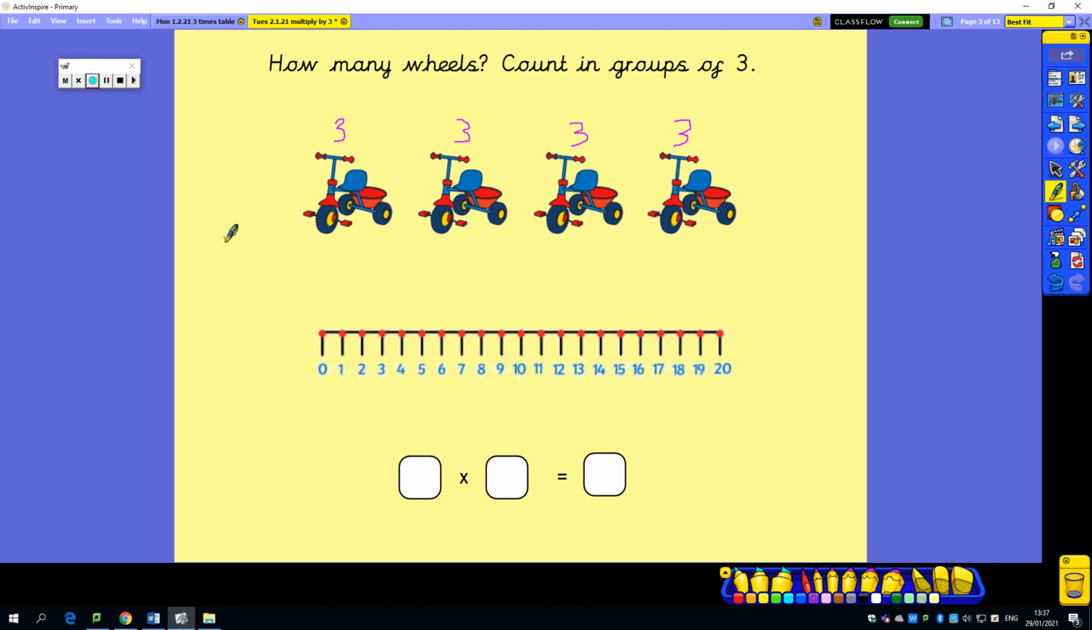If I was going to represent that on my number line, I'd count in jumps of 3, 4 times, because I've got 4 tricycles. We've got 1, 2, 3, 4. 3, 6, 9, 12. I jumped in my 3s 4 times. So if I was going to write that as a multiplication sentence, we can say that I've got 3, 4 times, and we can see it equals 12.